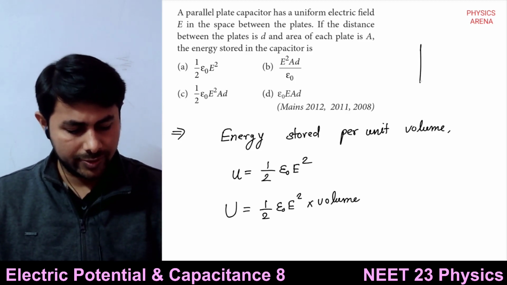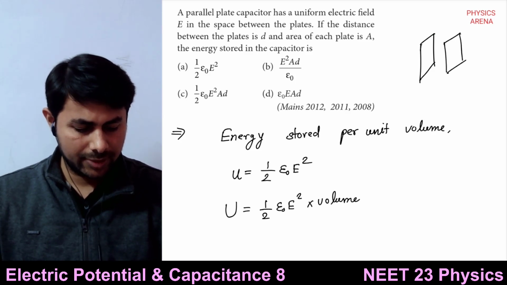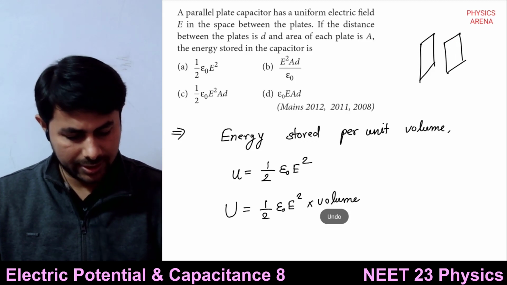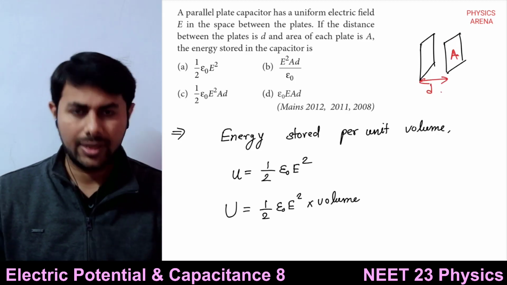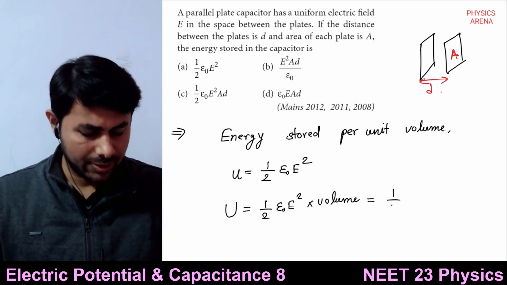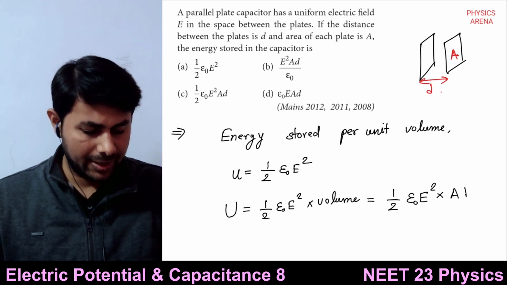And what is the volume of the capacitor? Suppose this is the capacitor. Its volume is equal to this area A multiplied by this distance D, A times D, right? So this is equal to half of epsilon naught E square multiplied by A times D.